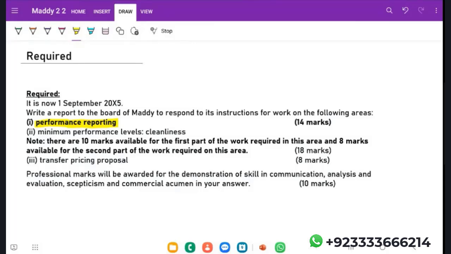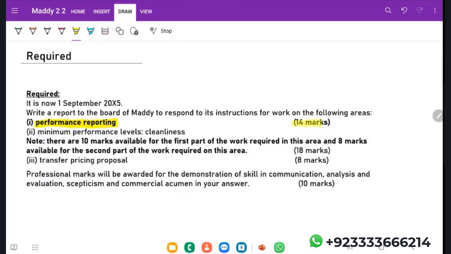The first one is the performance report, that is for 14 marks, which is too much, right? And then you have to discuss minimum performance level cleanliness, and that is for approximately 18 marks, more than the first one. And the last one is transfer pricing, that is for 8 marks, and then there are 10 marks for all these professional marks, right? So if you see this requirement, you will find nothing. You won't be able to identify what is actually the requirement. So that's basically the problem of APM. You need to go back to the question and look at what the requirement is, right?